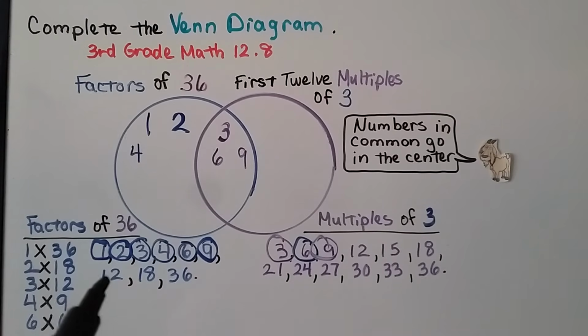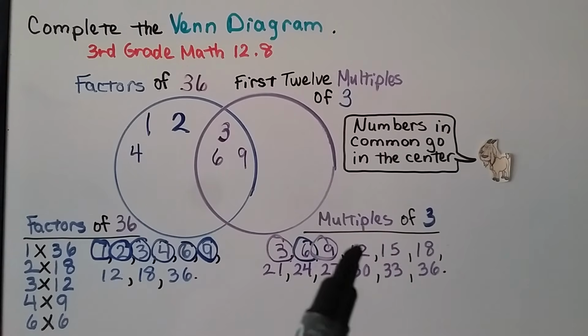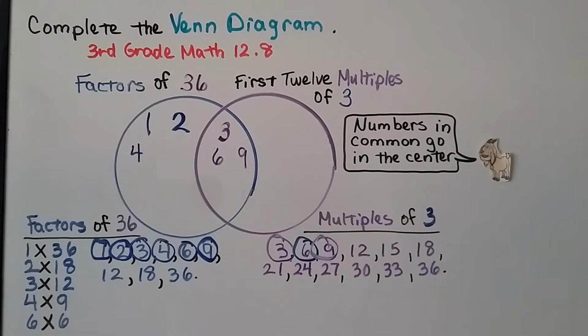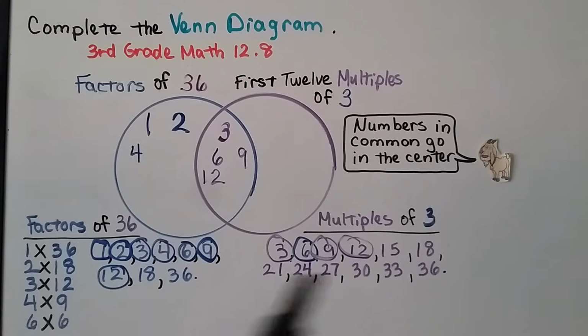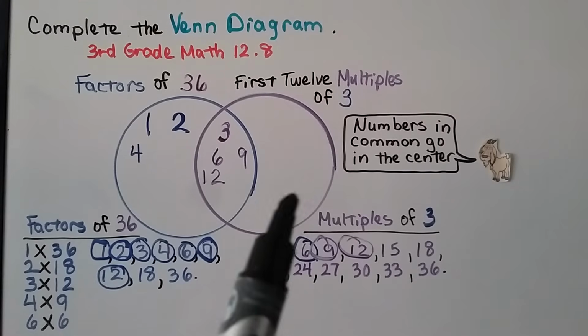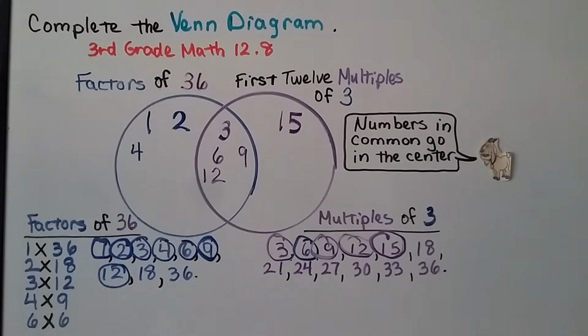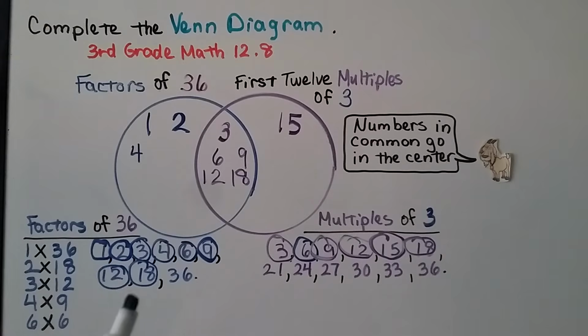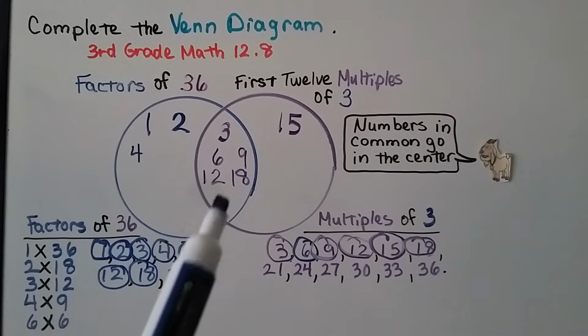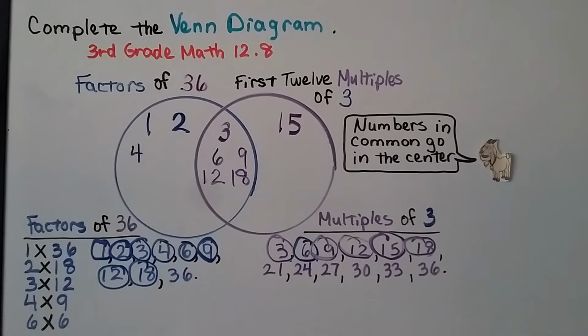I see 12 here and I see 12 here, so that would go in the center. I don't see 15 listed as a factor for 36, so that's just going to be considered a multiple of 3. I see 18 as a factor of 36, and it's a multiple of 3, so it's going to go in the center. And I see on the list that 36 is a factor for 36, and it's also on the list of multiples of 3, so that will go into the center because it's on both lists.